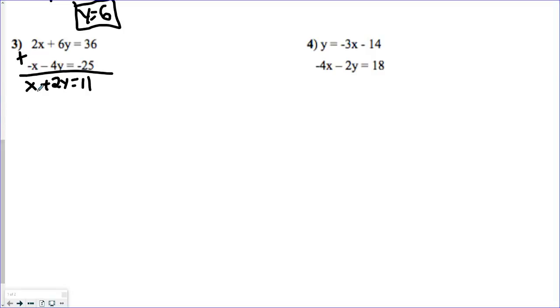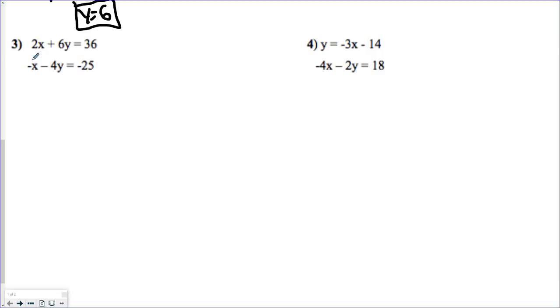So what you can do in order to avoid this is when you have a situation like this, you can multiply either one or both equations by a value so that one of your variables would cancel. So for example, this x right here, this is a negative x. If that was a negative 2x, it'd be good, right? Because 2x plus negative 2x would be a 0, and then I'm good. So if I could make that negative x into a negative 2x, that'd be the best.